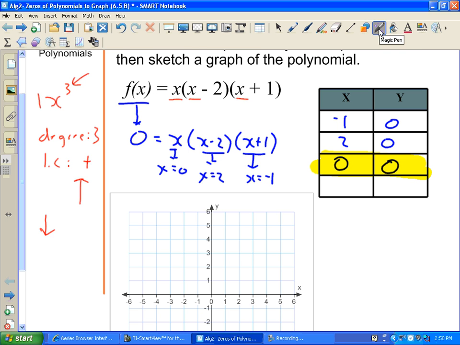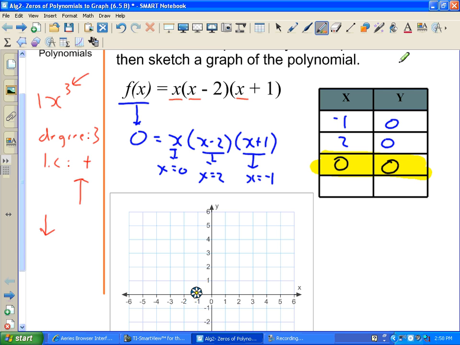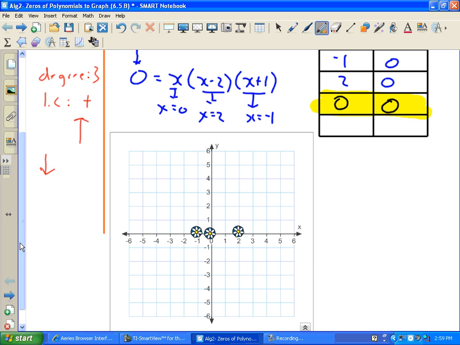And let's see, I will use daisies today. Negative 1, 0 for a root, 2, 0 for a root, and 0, 0 for a root. That's all. We've taken care of our y-intercept and our x-intercepts. Again, the rules of the game say we can only go through the axes where we have coordinates.